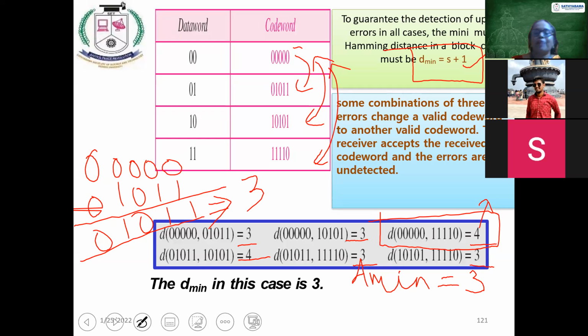For example, D minimum is 3. So what is my S? According to this formula, what is my S? So it will detect up to 2 errors. Up to 2 bits of error it will detect. Have you understood?